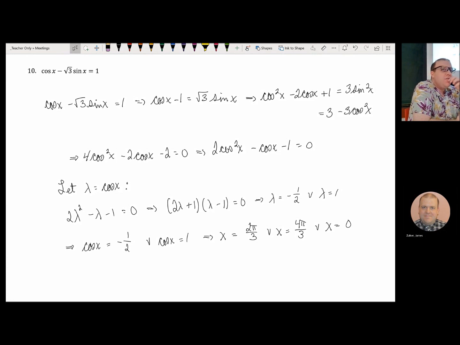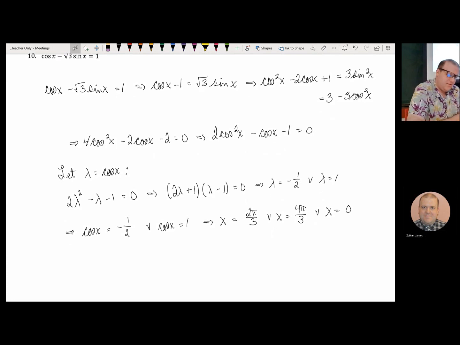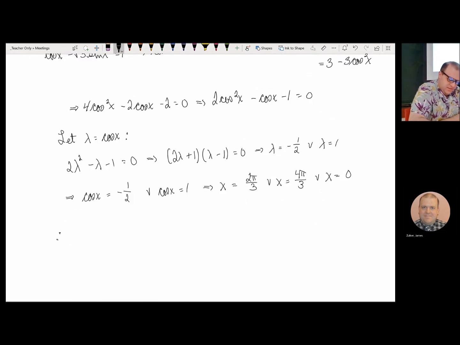What about 2 pi over 3? Cosine is negative 1/2. Sine is positive there, which will give you a negative. So 2 pi over 3 cannot be a solution. Our solution set is then 0, 4 pi over 3.